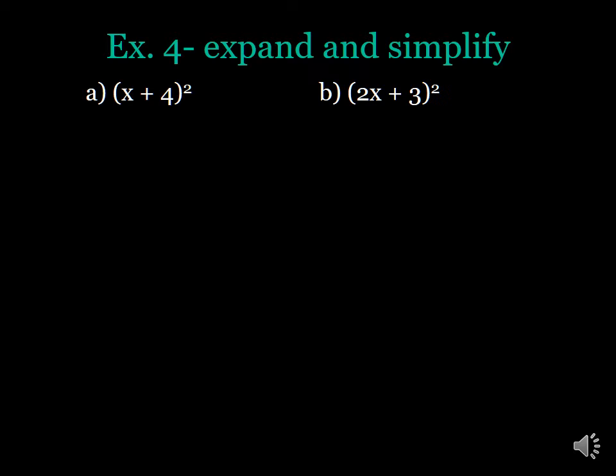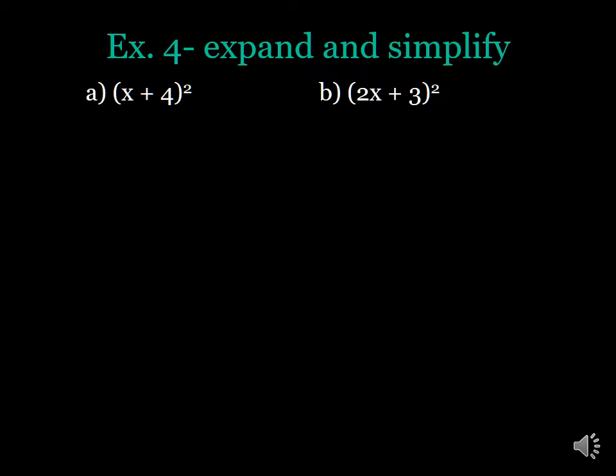Okay, example 4. It still says expand and simplify, however, this does not look like any of the ones that we've done so far. This does not have a binomial multiplied by a binomial. This just has one binomial, so like x plus 4 in brackets and then squared. Now, if some of you are thinking do x squared and then do 4 squared, it's not a bad idea, but unfortunately it doesn't work out like that.